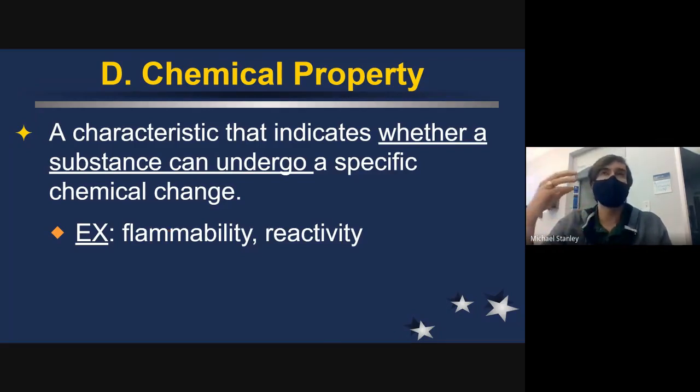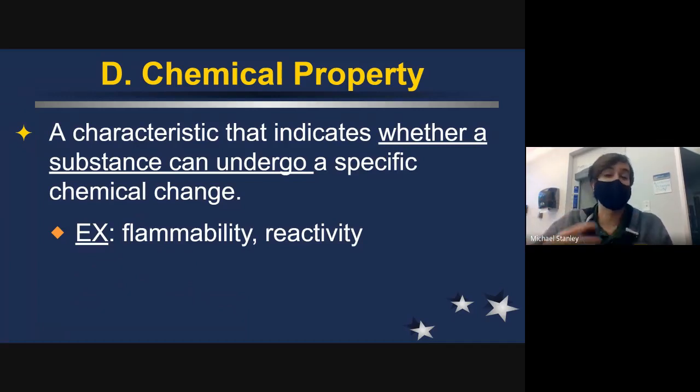If something is very volatile, meaning that it's very easy to react with the air and give off chemicals into the air, that's another chemical property. If a substance is very reactive, meaning that it will very easily go through chemical reactions if you combine it with some other substance, some other material, that's another chemical property.